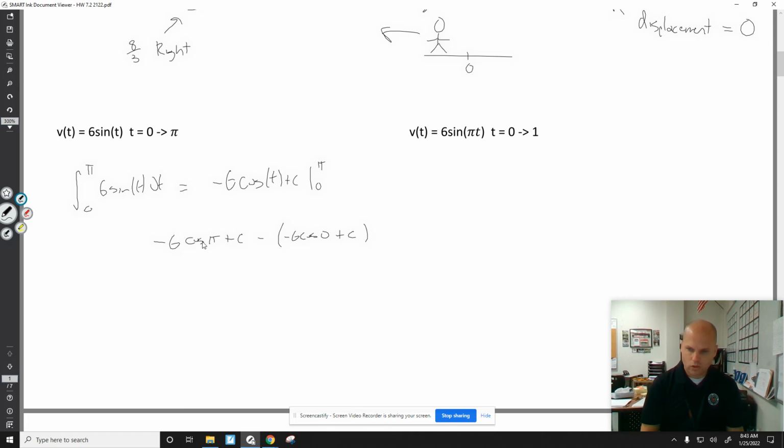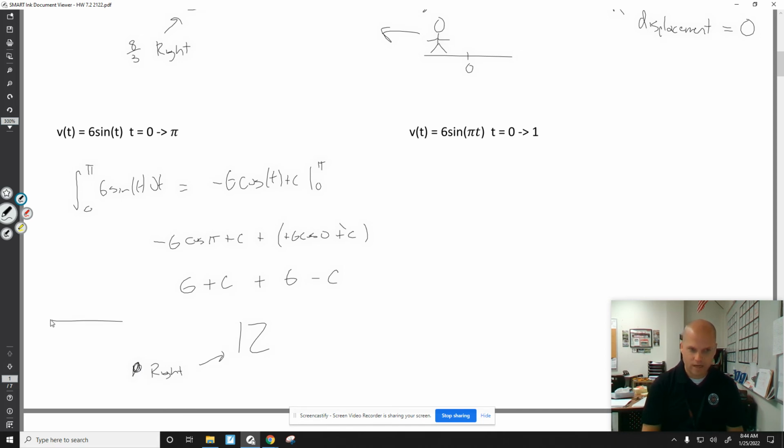Cosine of pi is -1 times -6 is +6. Cosine of 0 is 1 times negative 6 is negative 6, but I'm going to be subtracting it. So subtracting negative 6, adding a positive 6. And if you distributed this negative, and this is what I would recommend you do, you realize you're still subtracting c's and you get a displacement of 12. So overall, I've displaced to the right 12 units.